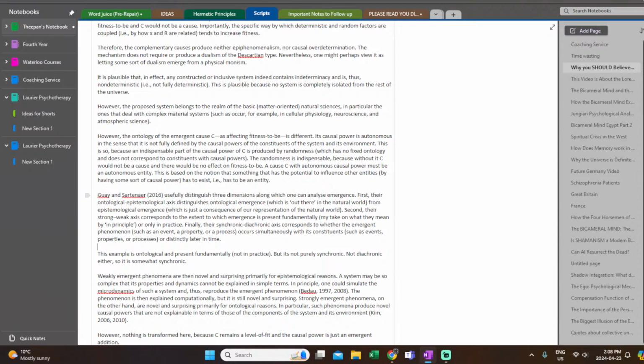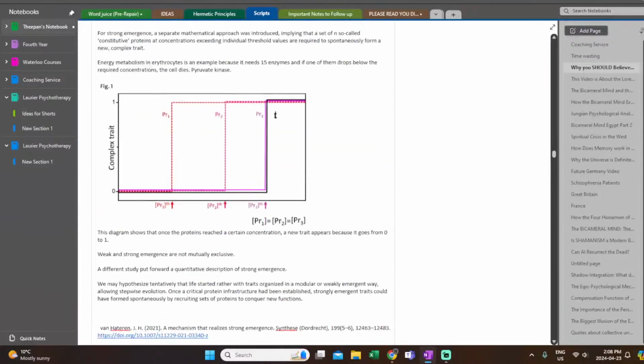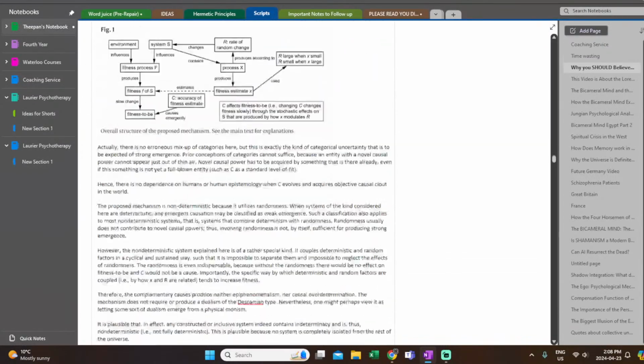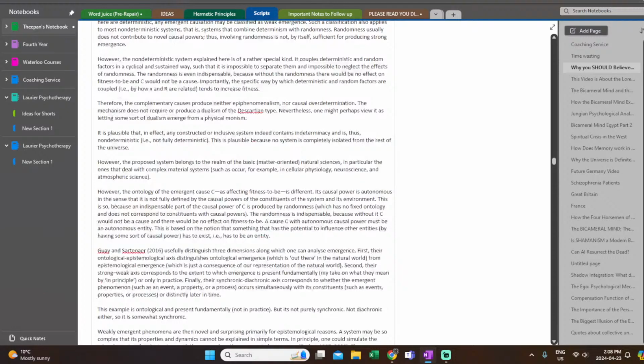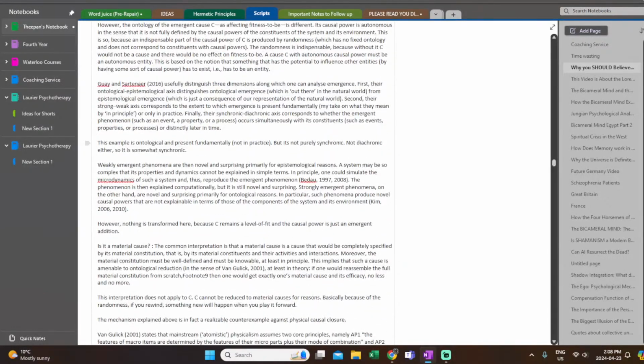It's very cool to think that our universe might be nested in such a way, because I explained earlier how a weakly emergent phenomenon can be nested within a strongly emergent phenomenon, and I think there's a better paper about that later. Okay, so this example is ontological and present fundamentally, not in practice, but it's not purely synchronic, not diachronic either, so it is somewhat synchronic. I think I made a note for myself, not diachronic either.